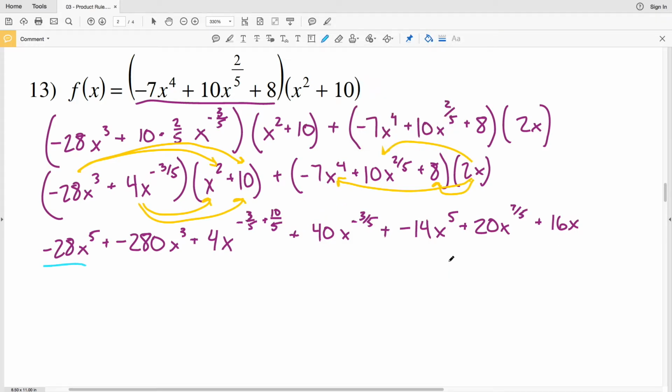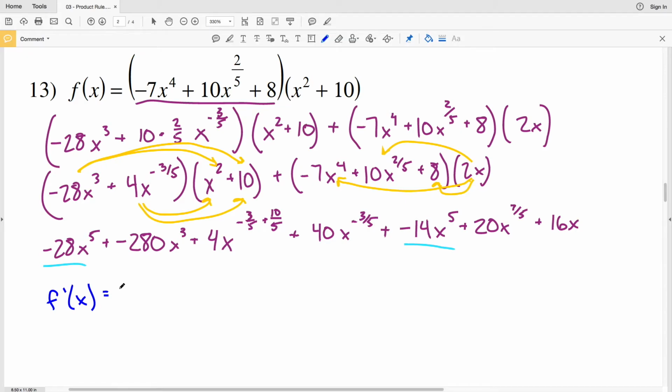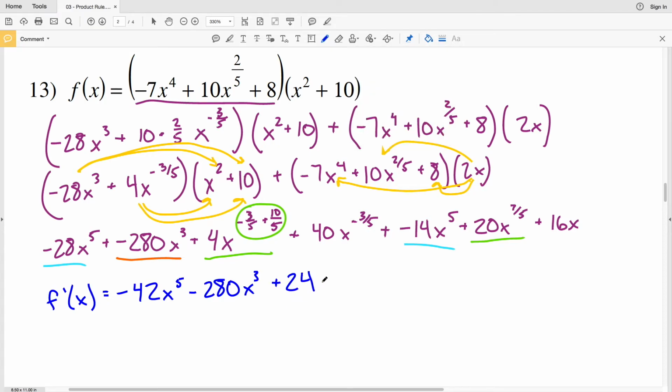Negative 28x to the 5th can be combined with negative 14x to the 5th, and that will give me negative 42x to the 5th. Now, I only have one term with x to the 3rd, and that's negative 280x to the 3rd. So subtract 280x to the 3rd. Then you can see that negative 3/5 plus 10/5 is a positive 7/5. So 4x to the 7/5 can be added to 20x to the 7/5 to give me a positive 24x to the 7/5, or x to a power of 7 over 5.